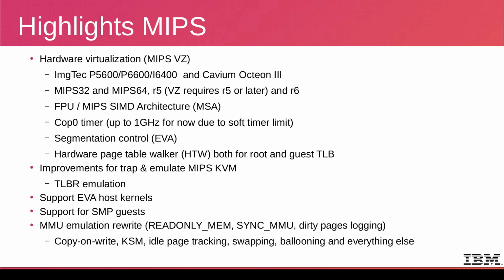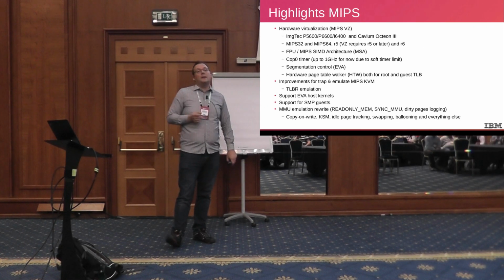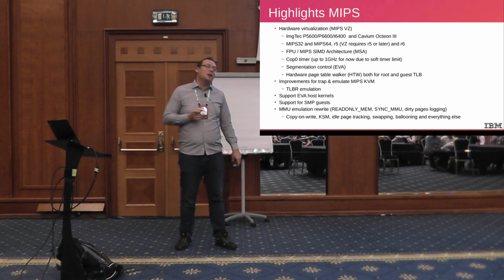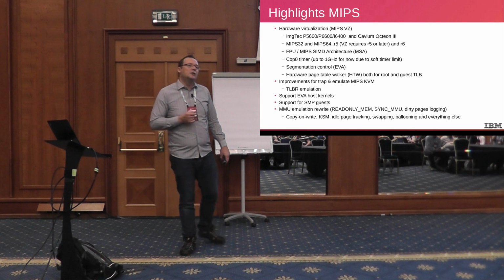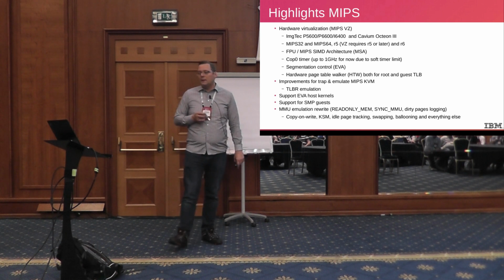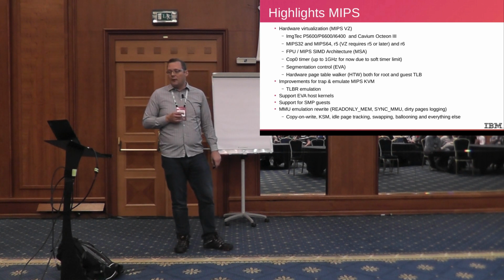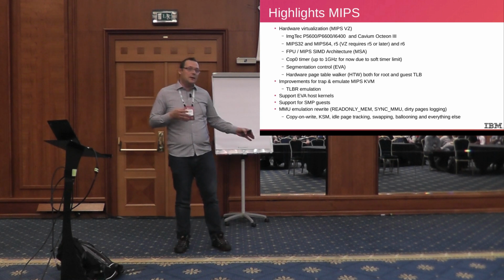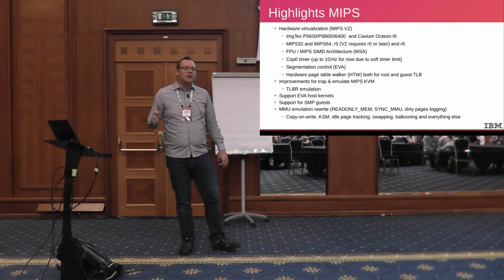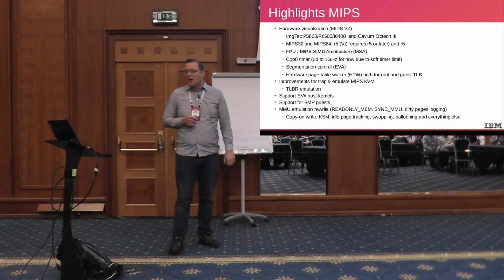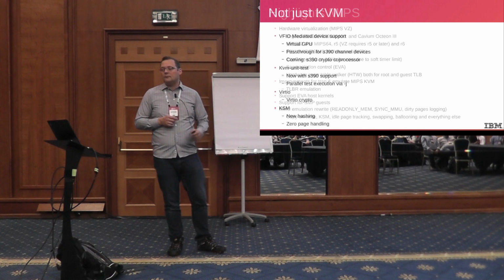What are the highlights from MIPS? As you might know, MIPS was basically doing a trap and emulate implementation of KVM. There are some improvements here as well, but the main important change is probably that MIPS now supports the hardware virtualization of these chips that are listed here, and basically it supports MIPS 32, 64, it supports the FPU, the SIMD, the hardware page table walker, you name it. Basically, you have proper support for hardware virtualization, which is also quite nice.